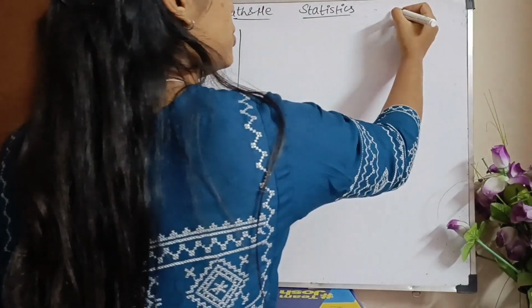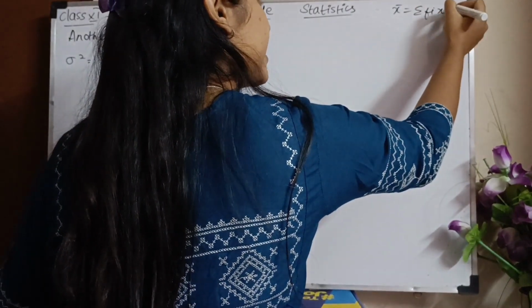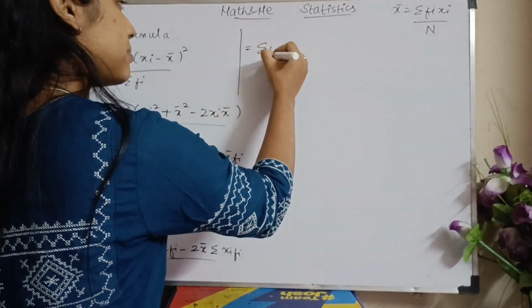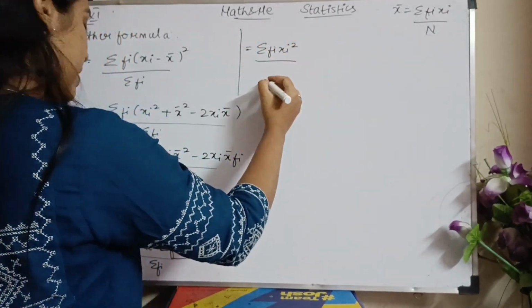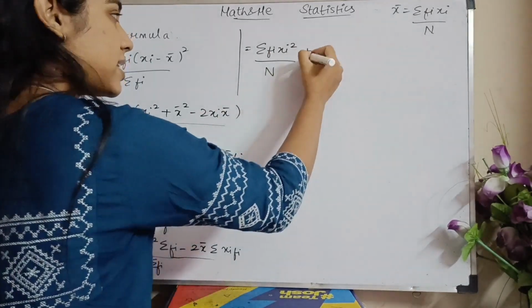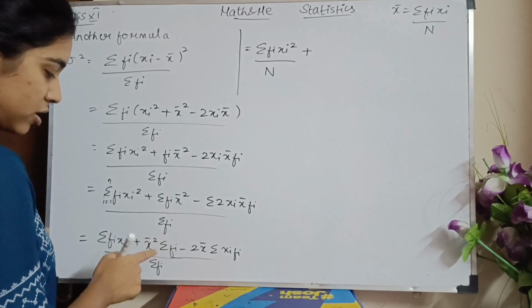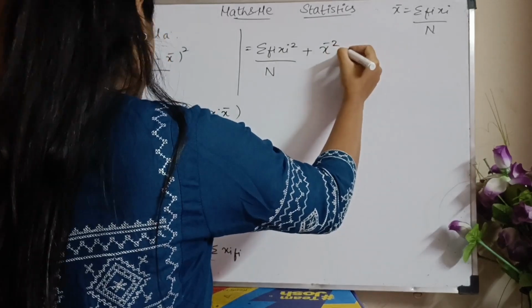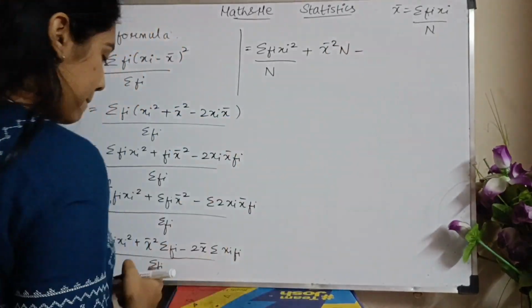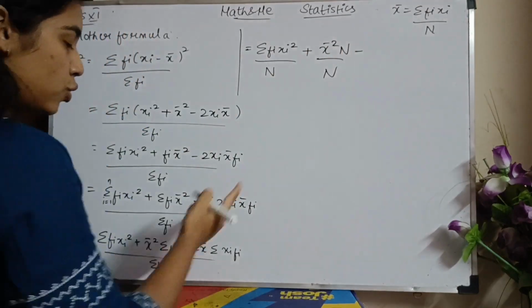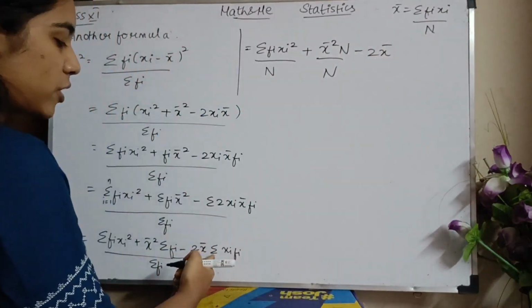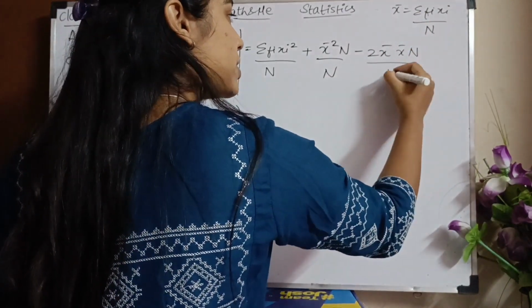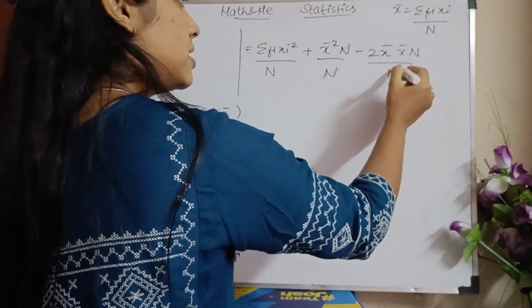Okay, so what relations do you know? X bar is sigma fi xi divided by sigma fi, which is also capital N, correct? So in that, the first term will be sigma fi xi square divided by sigma fi, which I'll write as n, plus I'm going to split. So this divided by this, plus the next term divided by this term, minus this term divided by this term. So I have plus x bar square times sigma fi, which will be capital N, divided by n, minus 2 x bar times sigma fi xi. From here I see sigma fi xi is x bar into n, correct? So x bar n the whole divided by n. So you see that the n and the n get cancelled.